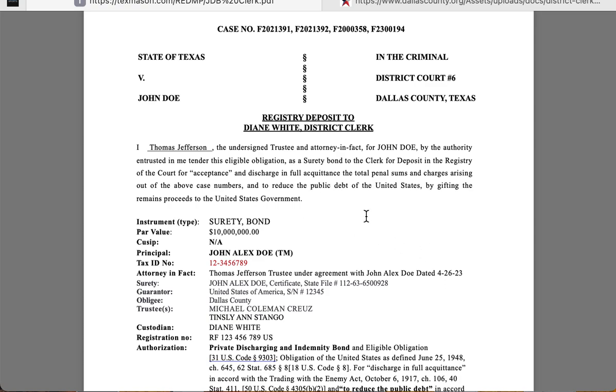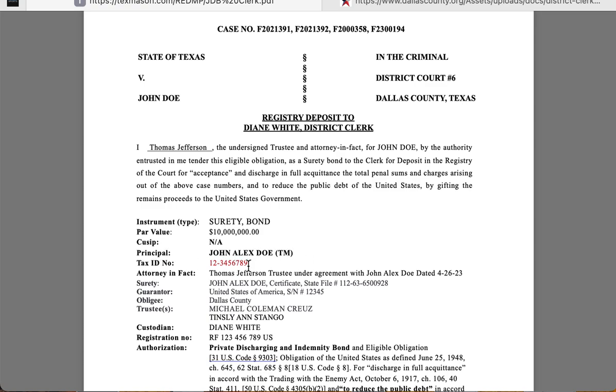So I'm providing them all the information they need about this bond, surety bond type, the par value. This is what I've pledged the assets for, the amount of $10,000, CUSIP number. In this particular case, there's no CUSIP number. But if I did the CUSIP research on my full faith and credit certificate of live birth, I would put that CUSIP number right here. It's not my CUSIP number per se, but it is a CUSIP number of a security where my assets are titled and bundled. So I would put the CUSIP number here. The principal is the John Alex Doe.